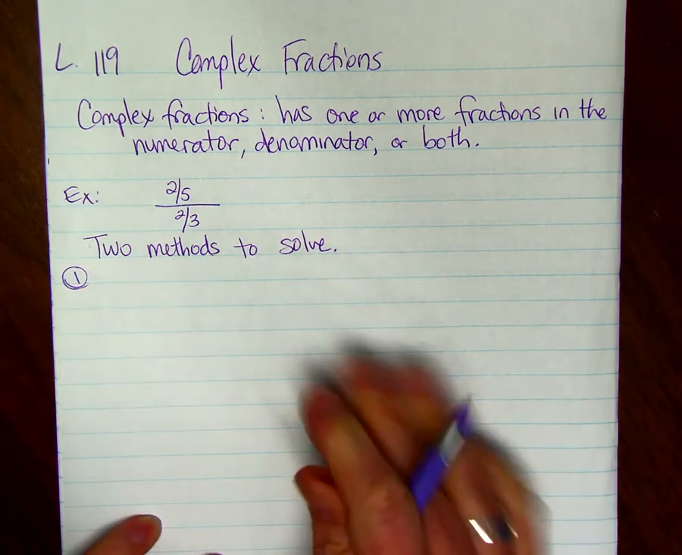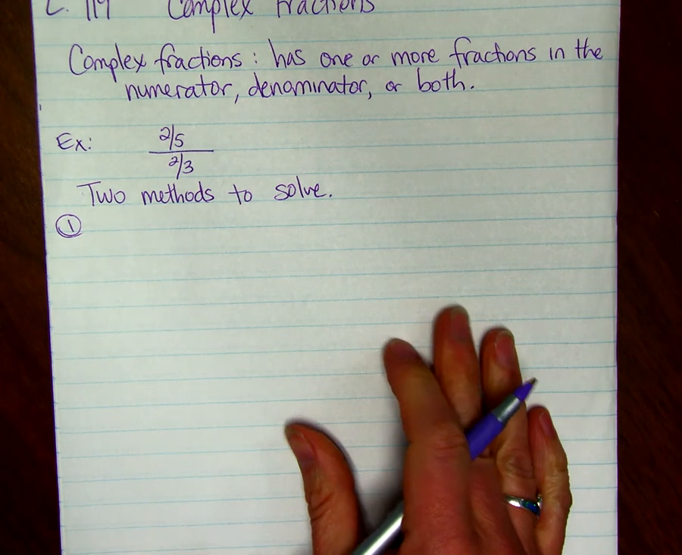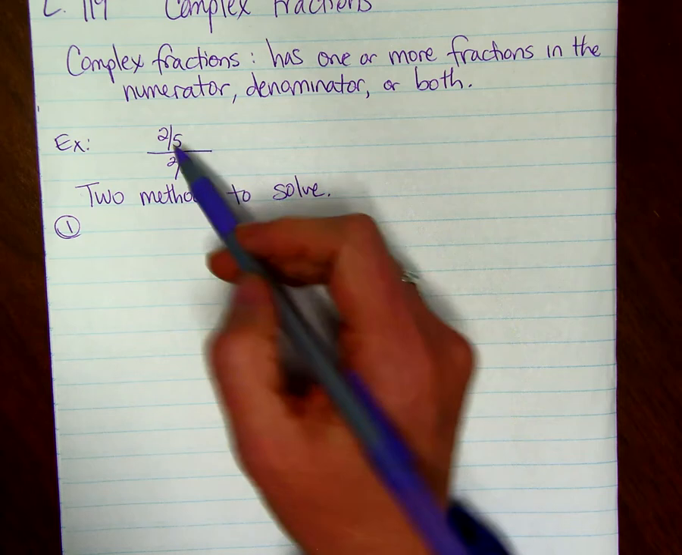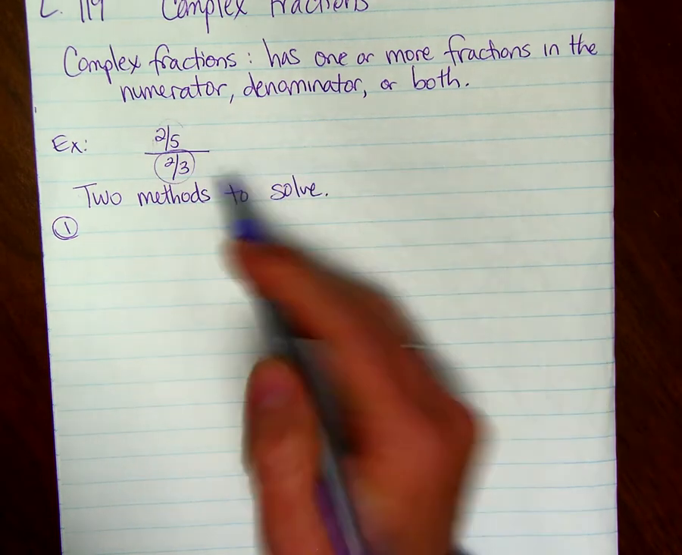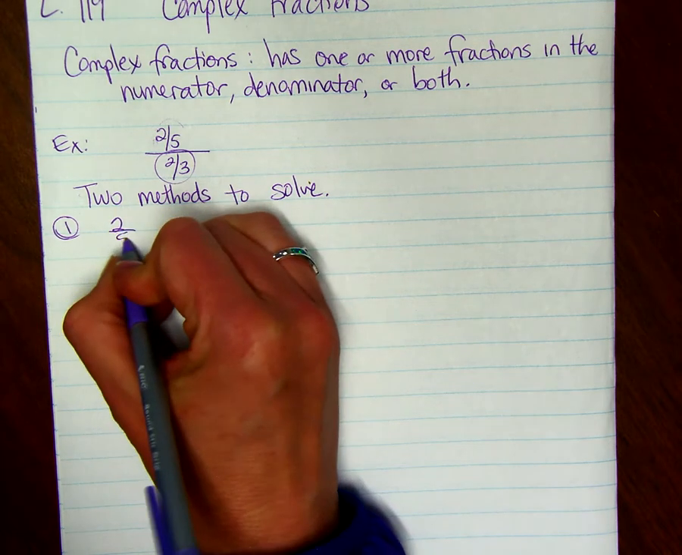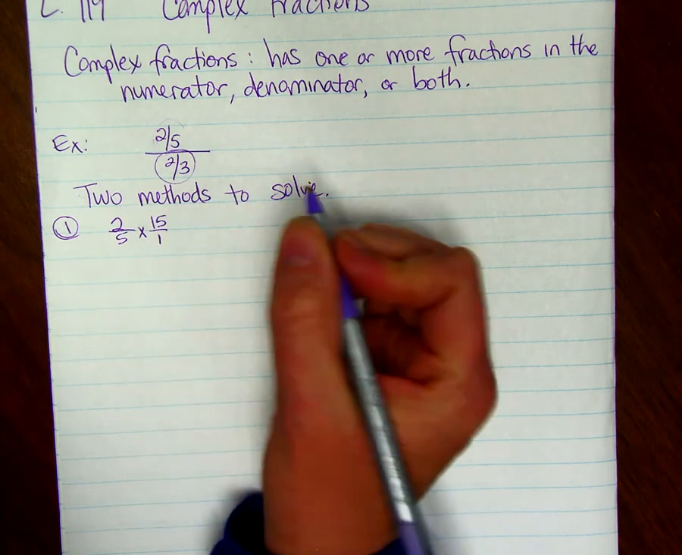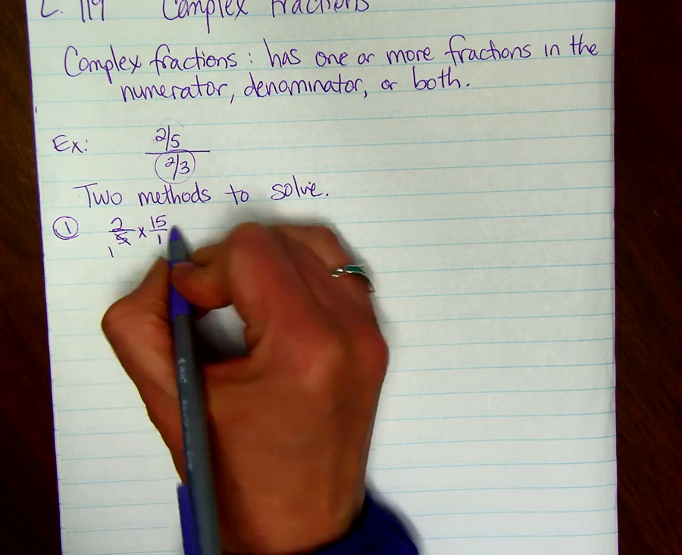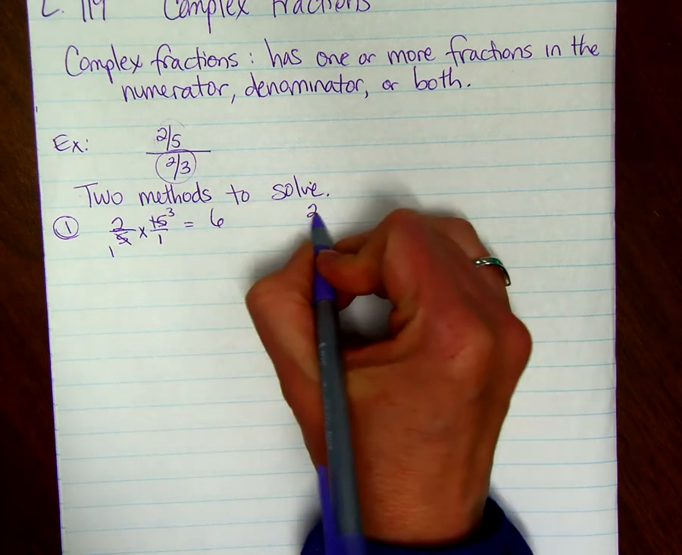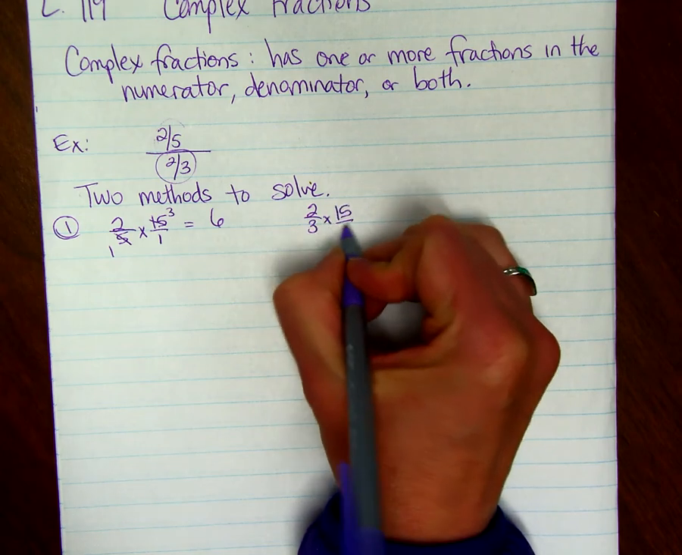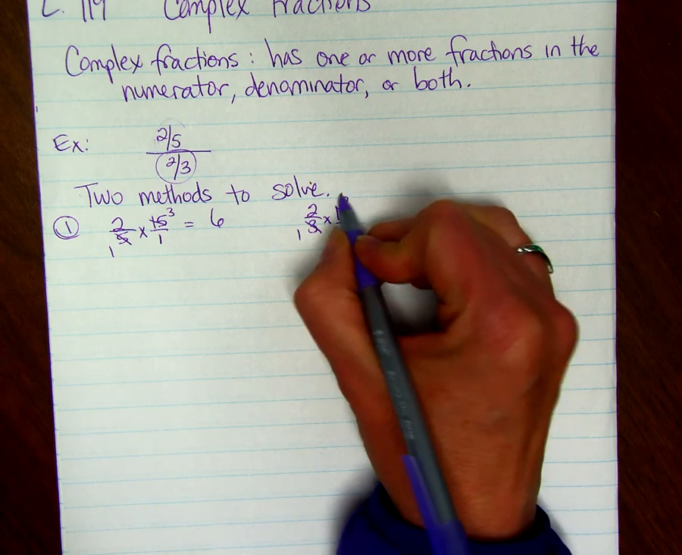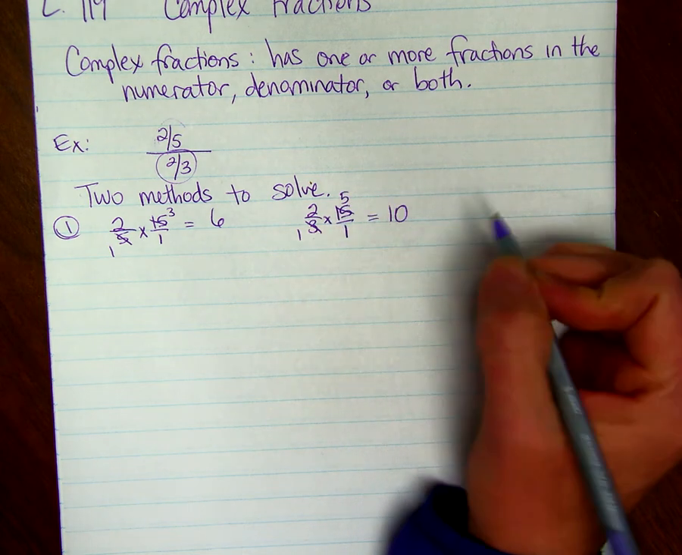So the first one is to multiply both the numerator and the denominator by a common denominator. So if you look here, 2/5 and 2/3, the common denominator would be 15. So we could do 2/5 times 15 over 1. And that's going to equal 2 times 3, or 6. Then with the denominator, we do 2/3 times 15 over 1. And we get 10. 2 times 5 is 10.